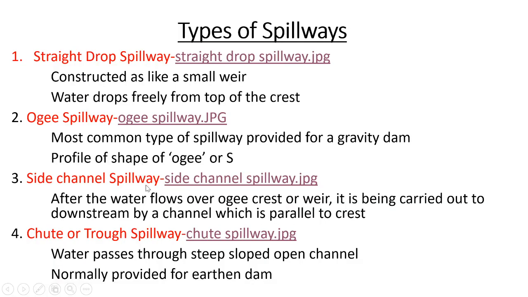This kind of spillway is called side channel spillway. Fourth one is chute or trough spillway. In chute spillway, water passes through a steep sloped open channel. Normally, this kind of spillway is provided for earthen dams.